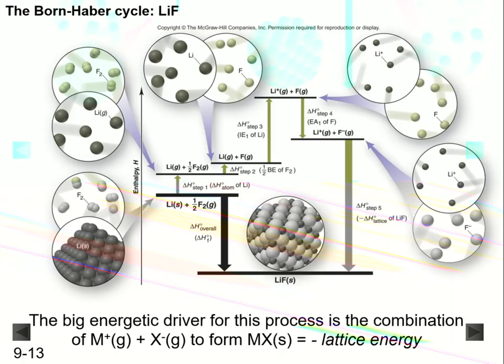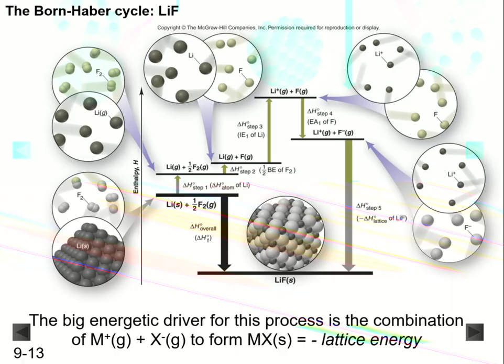The next step is taking lithium gas, and lithium gas doesn't change, but taking 1/2 mole of fluorine gas and converting it into 1 mole of fluorine atoms as a gas. And the enthalpy for that process is 1/2 of the bond energy of fluorine. So you're taking fluorine molecules and breaking them up into fluorine atoms.